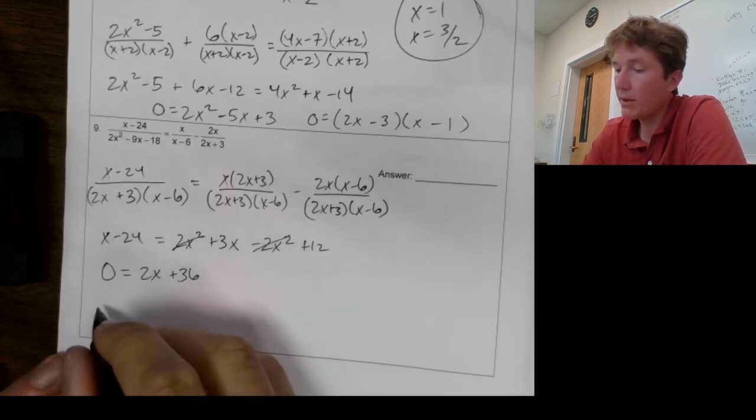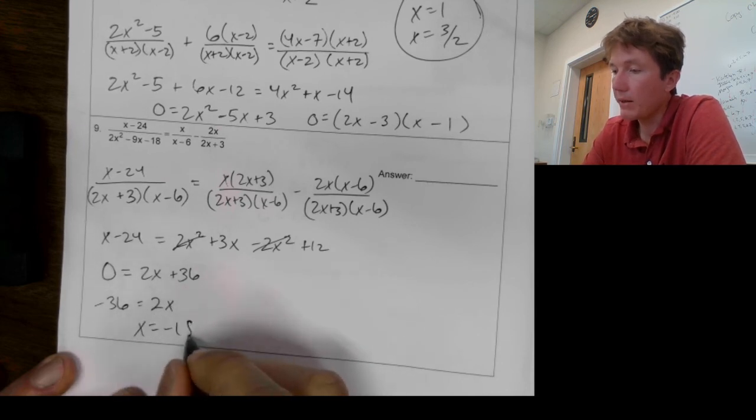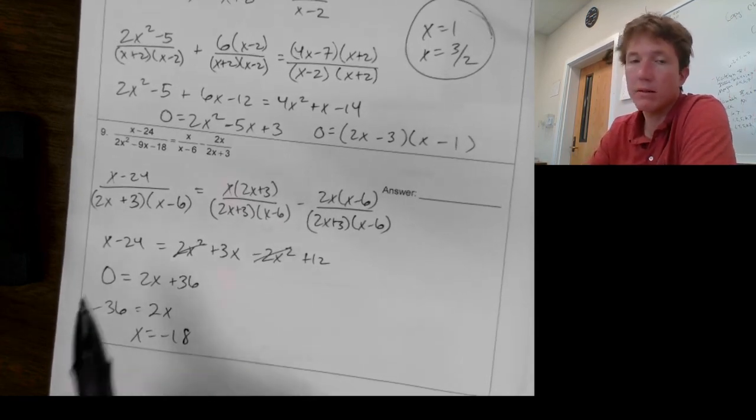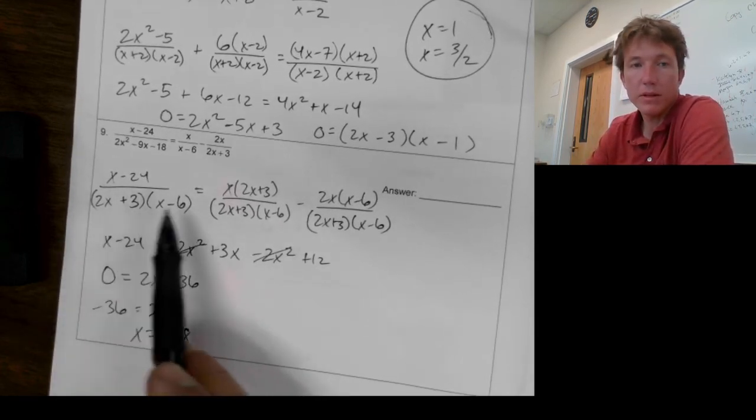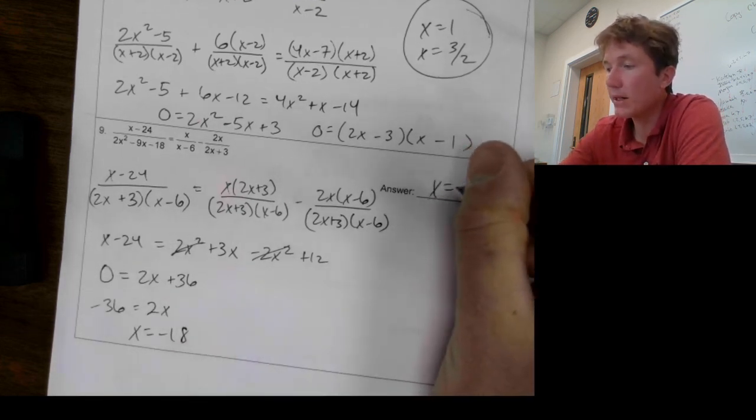Okay, so let's go ahead and move the 36 to the other side. So x equals negative 18. Plug that in to either one of these factors, and it still works. So our answer here is x equals negative 18.